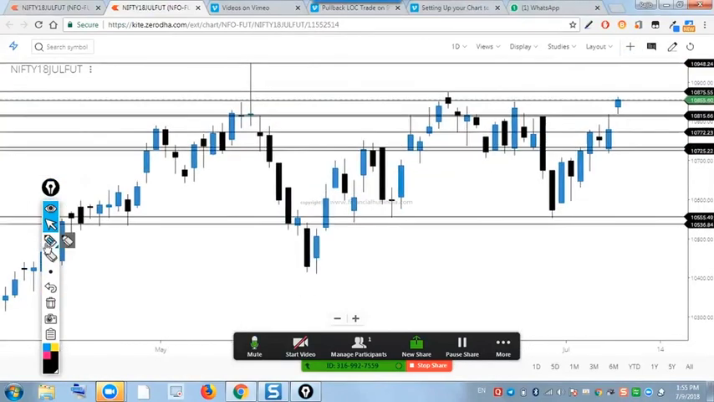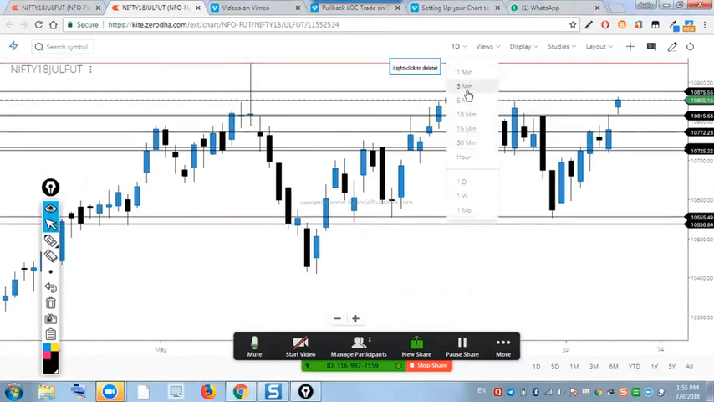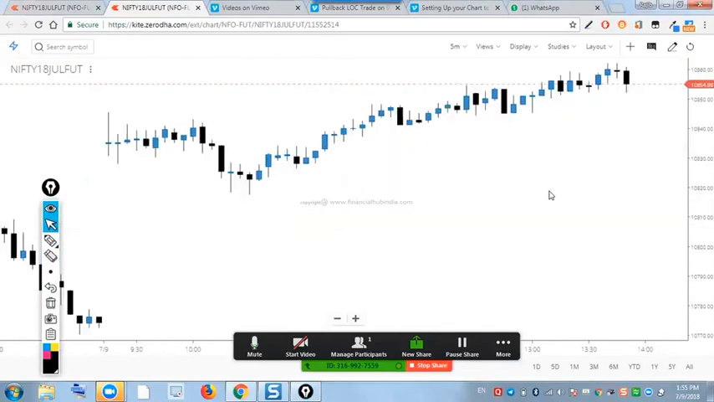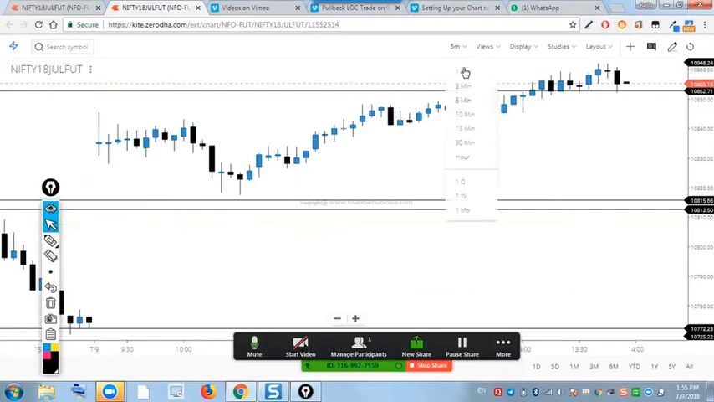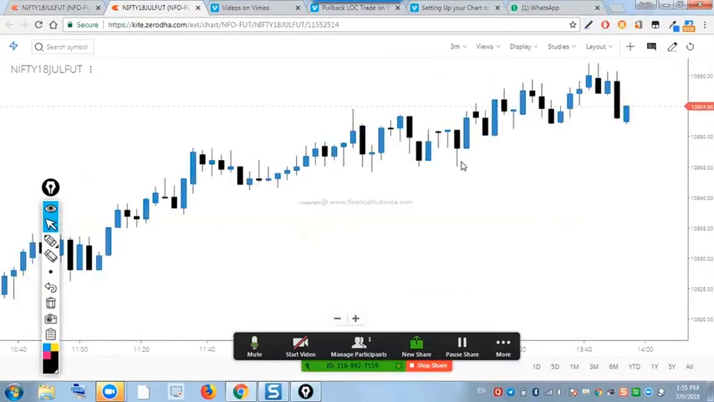So you see this 54 level is this resistance, and 75 is this resistance, and this is this resistance. All right, so let's see what's happening there. Okay, so we got a push back up. Let's see how far it works out.